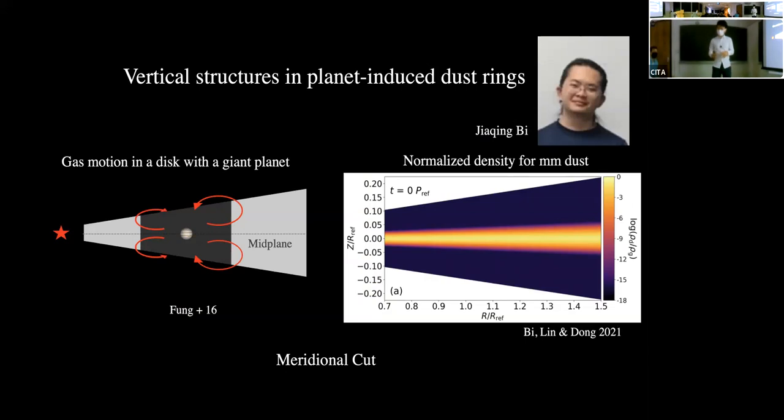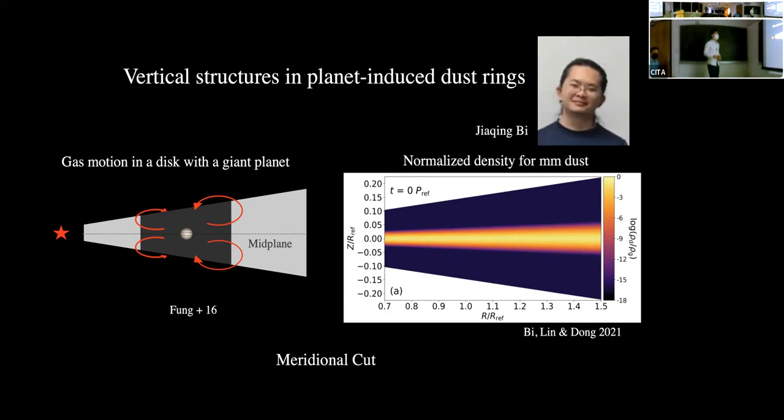So far today, I've only focused on planet-induced structures in the 2D disk plane, the radial and azimuthal directions. But a planet can also drive structures in the vertical direction. And if we can probe that, that will open another dimension to test the planet hypothesis. So this is the work done by my student Jiaxing B. He looked into the vertical structure of dust particles perturbed by a planet.